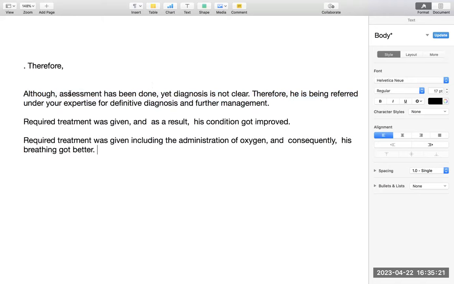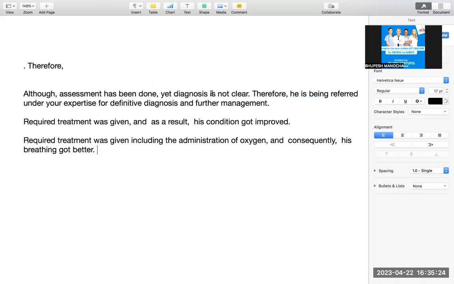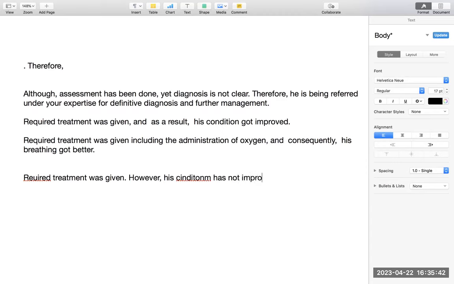Again, one more thing. Although assessment has been done, yet diagnosis is not clear. Suppose if I say required treatment was given, full stop. However, his condition did not improve. This is also the same rule. So OET calls it, when you use a full stop, use however, like the same that happens with therefore. They call them complex connectors.